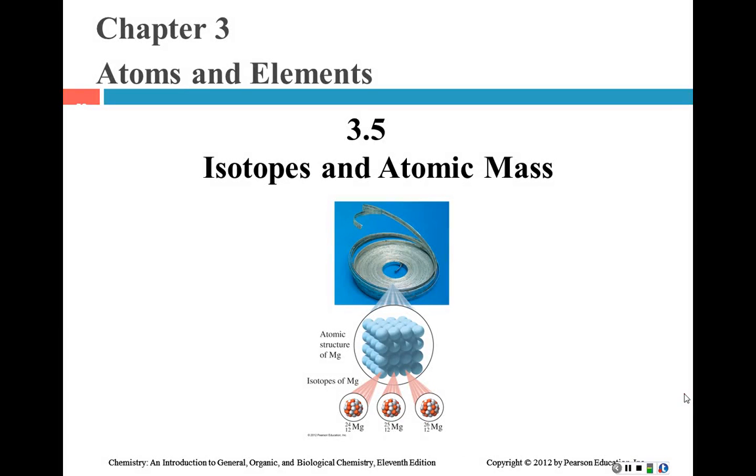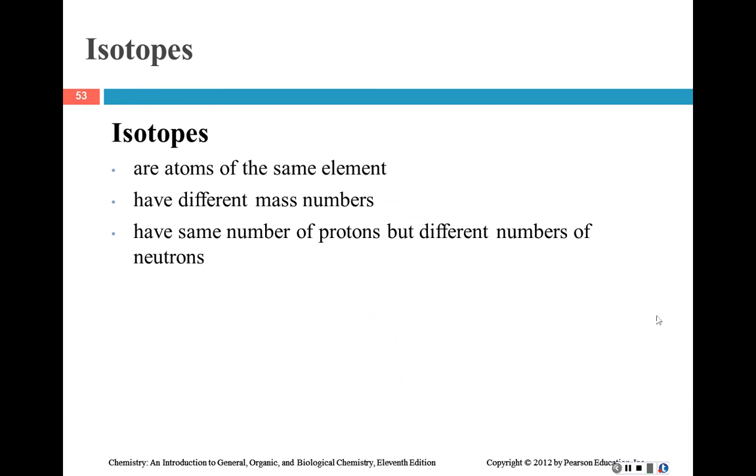Welcome to section 3.5. In this section we're going to talk about atomic mass some more, but we're going to relate that to something called isotopes. Isotopes, by definition, are atoms of the same element that have different mass numbers. Remember, I told you that the number of protons cannot change, but it can have different numbers of neutrons, and so that's how we change the mass number, by having different numbers of neutrons.